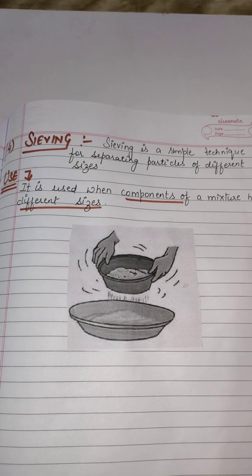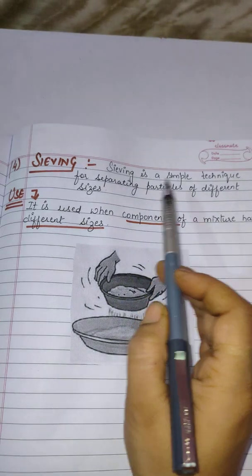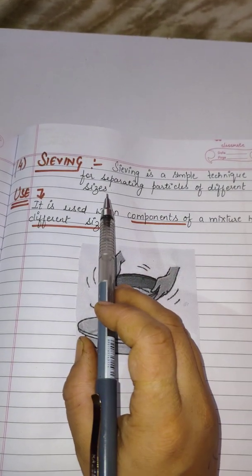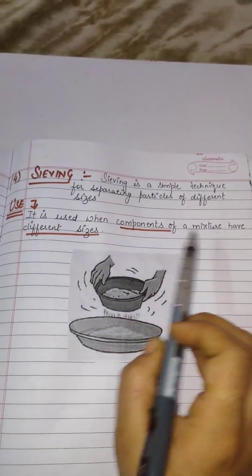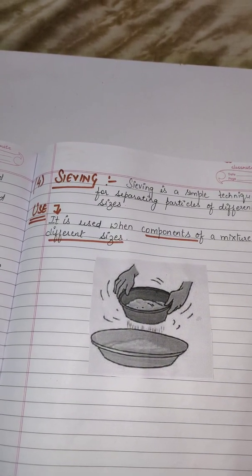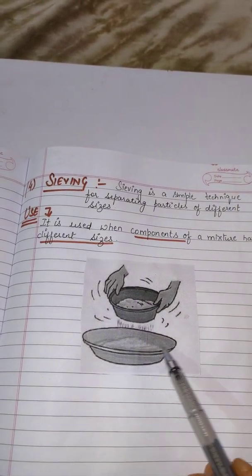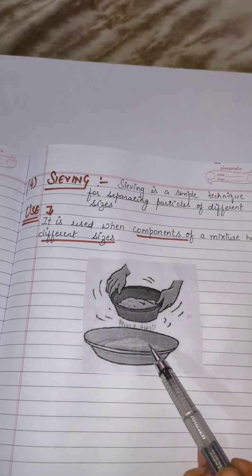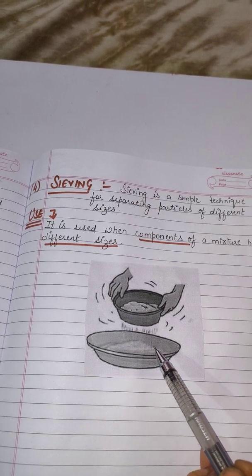So, our next method of separation is sieving. Sieving is a simple technique for separating particles of different sizes. It is used when components of a mixture have different sizes. For example, you have seen your mother doing this almost every day before she makes chapati for you, right? It is used to separate particles of different sizes.